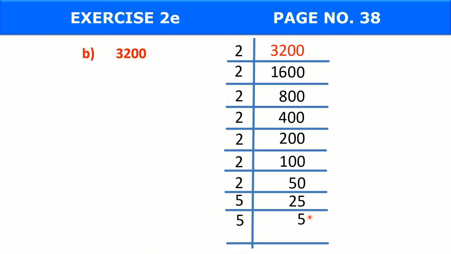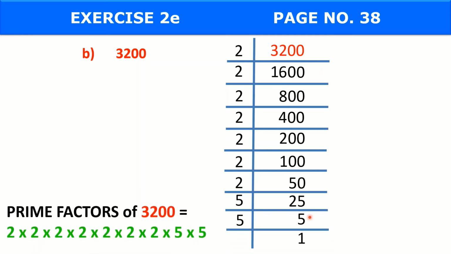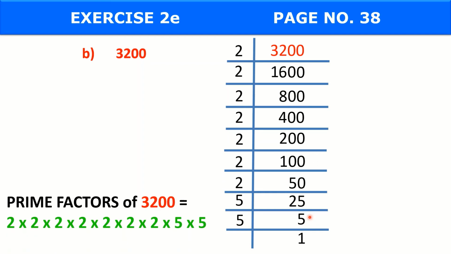5 is a prime number. So we will divide 5 by 5. And at the end we will get 1. We will stop this process and write the prime factors by multiplying all these numbers. 2 times 2 times 2 times 2 times 2 times 2 times 2 times 5 times 5.